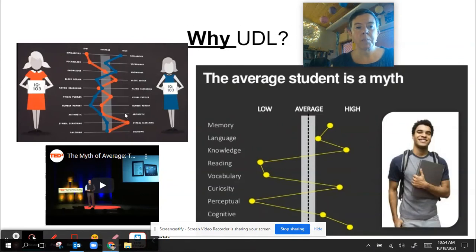Here's another one, a picture of this. You have 2 kids that have an IQ of 103. But if you look at their different cognitive abilities here, you can see that even though they all average to 103, these learners are very different. They have very different abilities. So even when we're talking about an average student, none of our students are average.